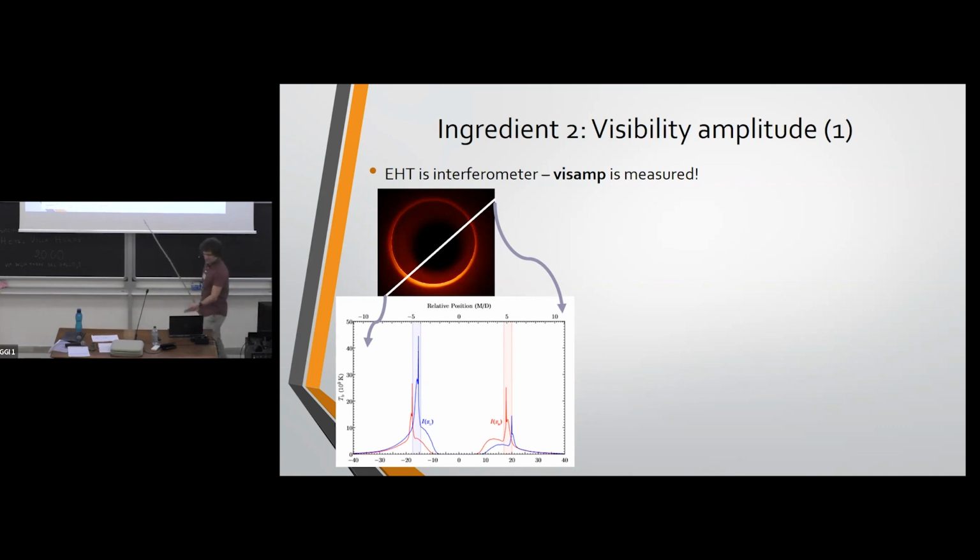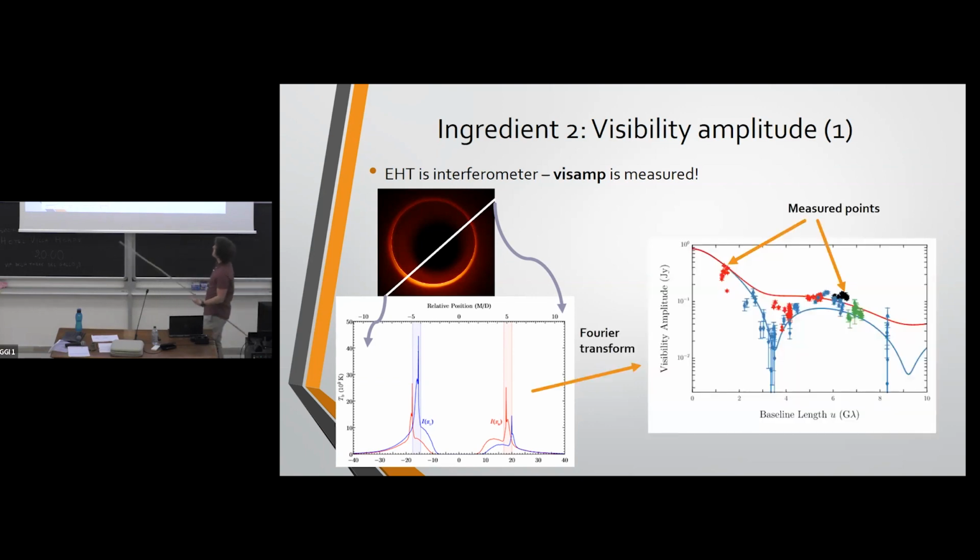So what we do see is the Fourier transform of this, right? And that's what's called the complex visibility. And so I'll always focus on the visibility amplitude, which is the absolute value of this complex visibility, the absolute value of this Fourier transform. And so, if you look at it for this red and blue line, it looks something like these red and blue lines.